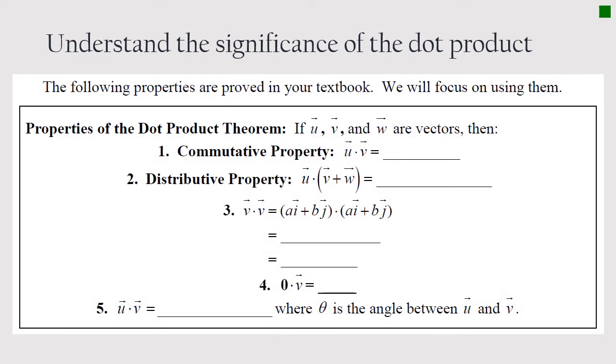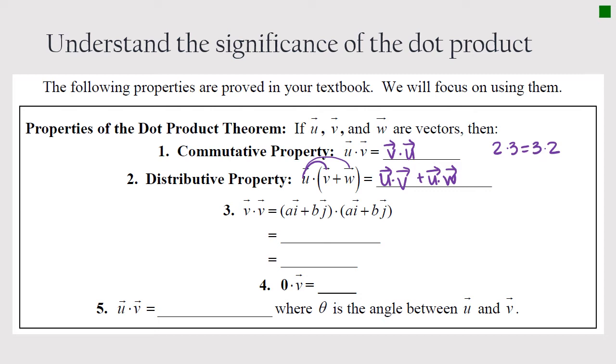The following properties are proved in the textbook, so we're going to focus on them. I'm not going to show the proofs, but if you're interested, you can look in the e-text. First of all, the dot product has the commutative property, just like 2 times 3 is the same thing as 3 times 2, so order doesn't matter. You can also use the distributive property with it, so u dot (v plus w) is the same thing as u dot v plus u dot w.